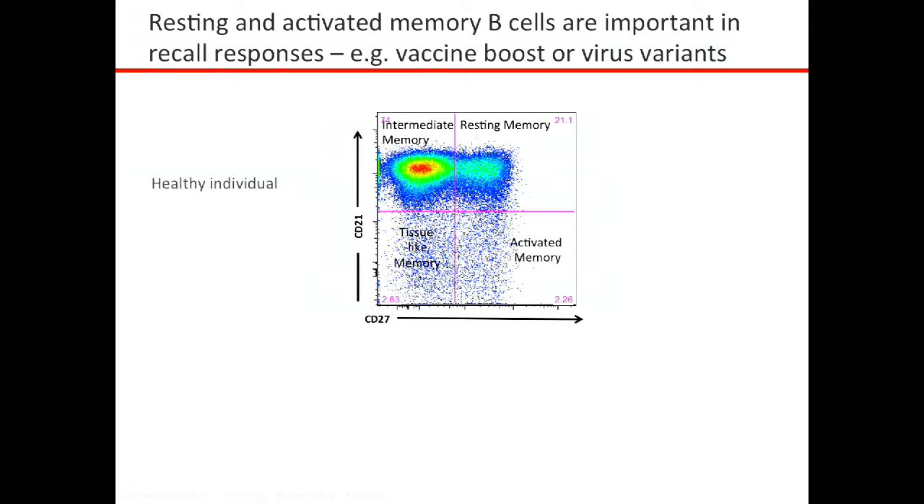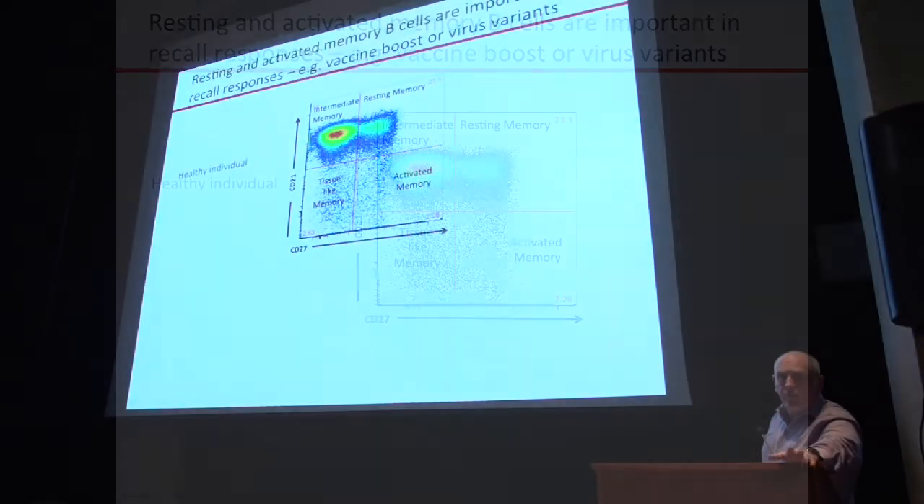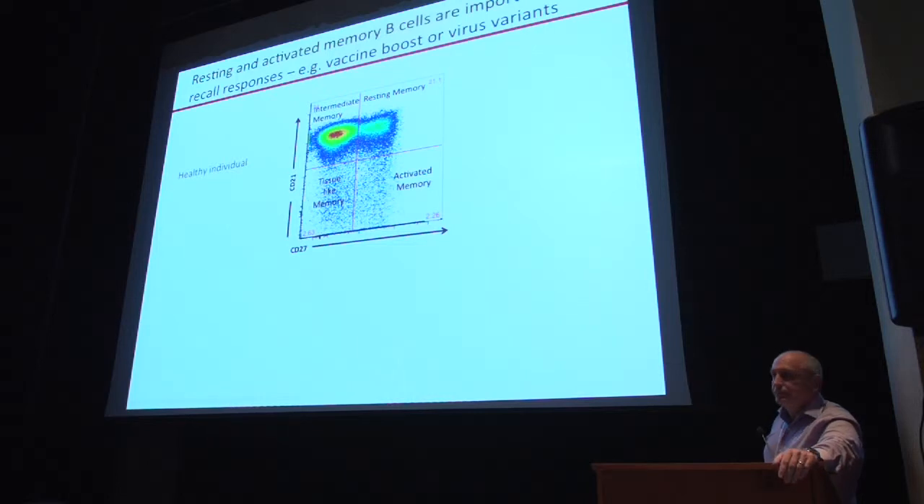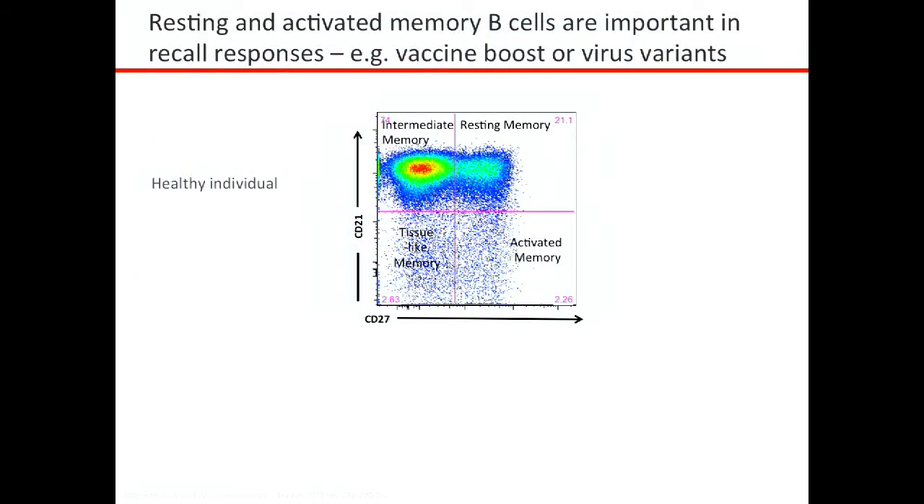So the resting and activated memory B cells are very important in recall responses, for example, a vaccine boost, or even when we deal with virus variants, such as in HIV or Hep C. If we use CD21 and CD27, we can split the B cell population up into intermediate memory, resting memory, activated memory, and tissue-like memory.